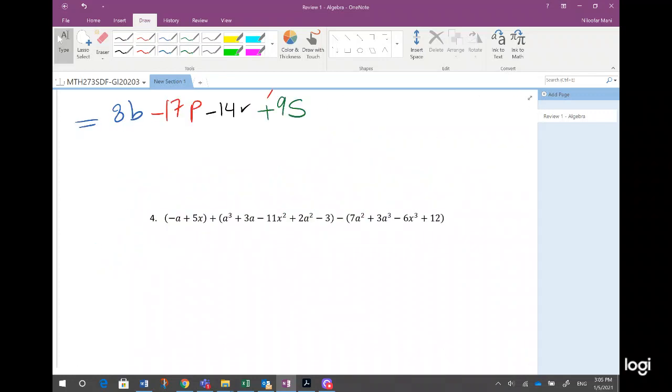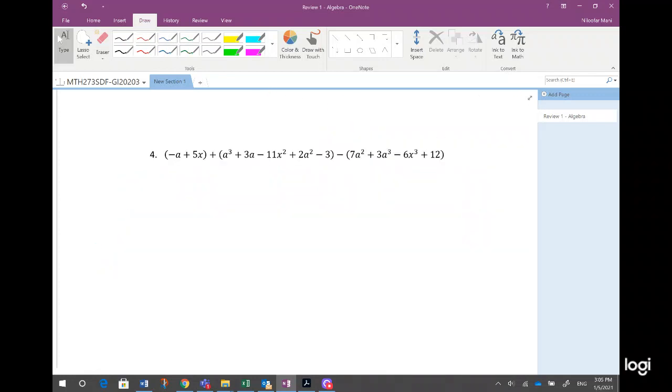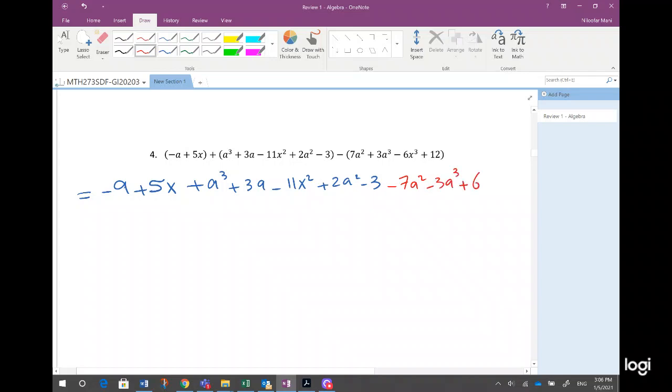Okay, how about this one here? Oh, okay, so this one here, minus A plus 5X plus A cube plus 3A minus 11X squared plus 2A squared minus 3. Okay, so far so good, but here I have to change. So minus 7A squared minus 3A cubed plus 6X squared minus 12. Yes. Why? Because I have minus, I have to change the sign of all of them. I have to change the sign of all of the terms. Okay, so far so good.